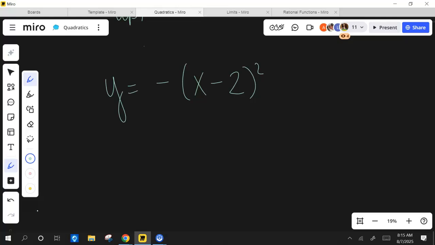Is that still vertex form? Yes. What's the A? -1. Up or down? Skinny, wide, or average? Average. What's the vertex? I can't get anything past y'all. 2, 0.